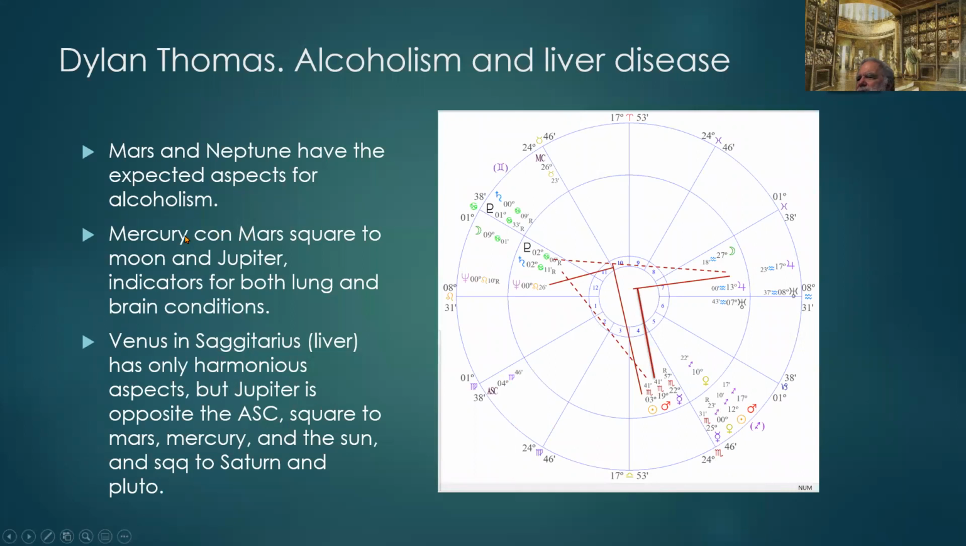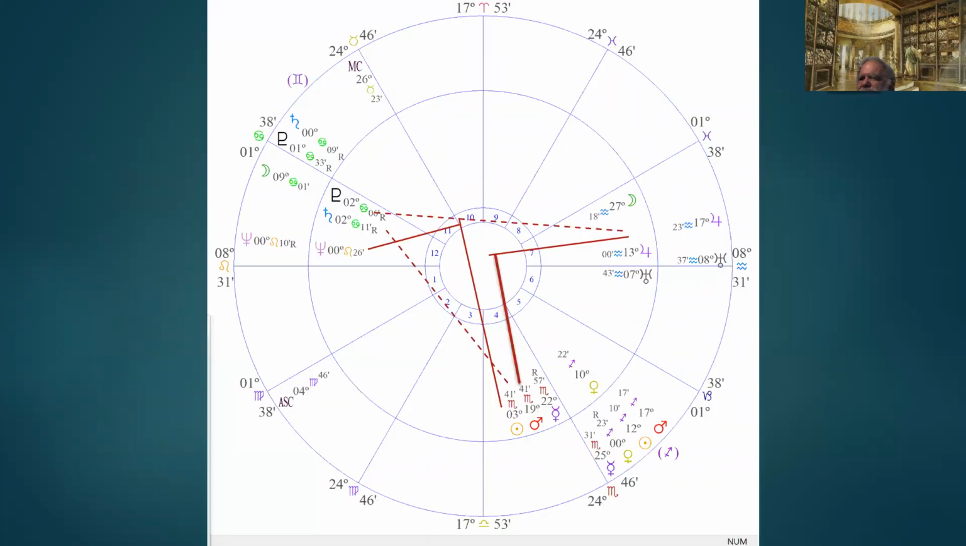Then we have Mercury conjunct Mars, square to the Moon and Jupiter. And I'm mentioning Mercury because he has bronchial pneumonia. Now remember, we talked about the lung. The lung has the upper area along the bronchial tree, which is ruled by Gemini and Mercury, and the lower lobes ruled by Cancer and the Moon.